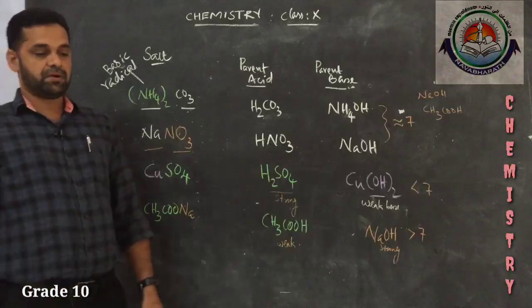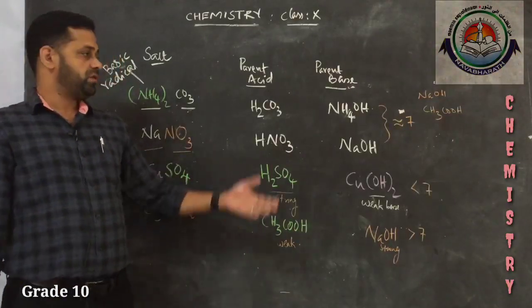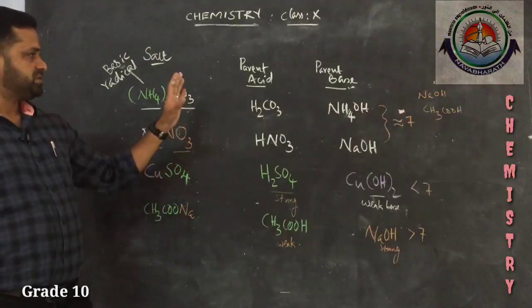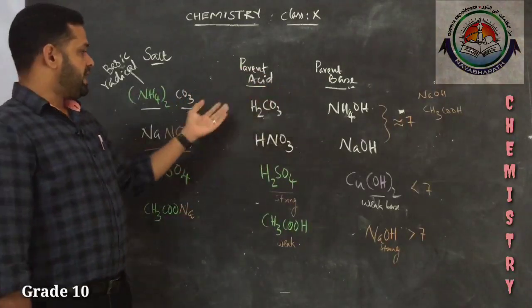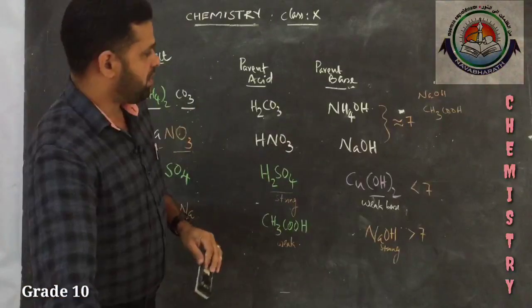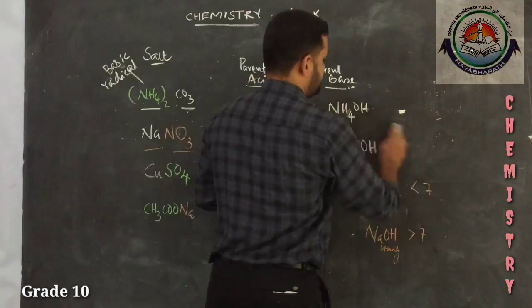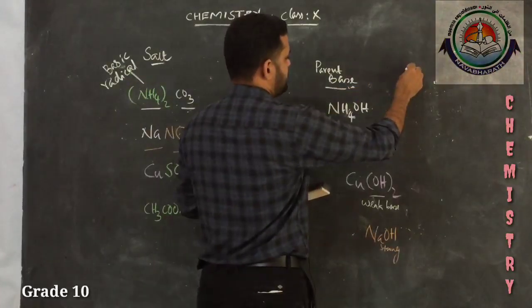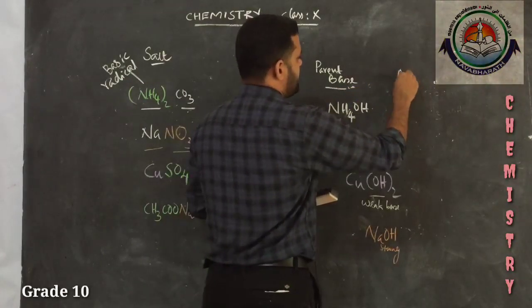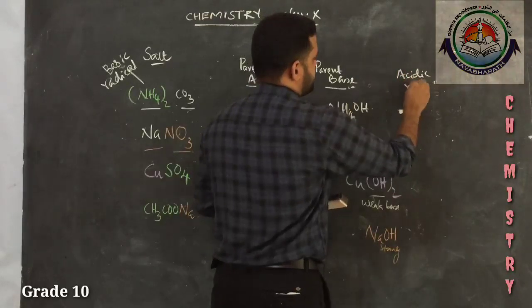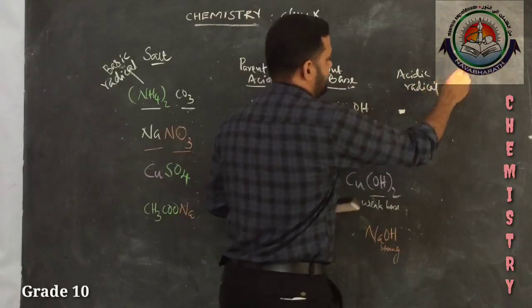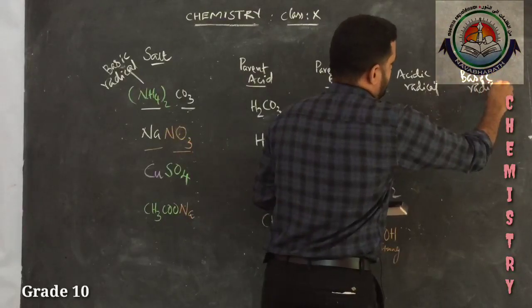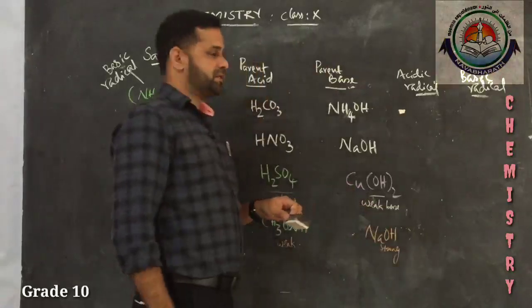So activity number 213 and 214 you can do. You can write in your notebook which is the parent acid and which is the parent base, and from this you can also write, because it is also written there, which is the acidic radical and the basic radical.